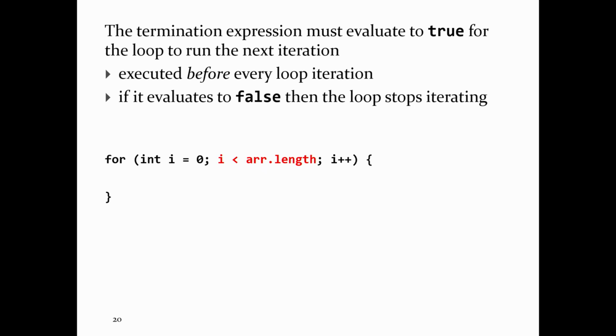The second part is the termination condition. Before the loop body runs, the loop checks this condition here. If this condition is true, then the loop body will run. If the condition is false, then the loop exits and you end up down here, after the for loop. So every time before the loop runs, that condition gets checked.